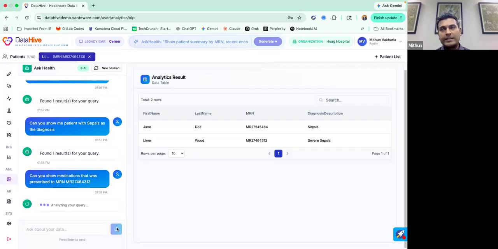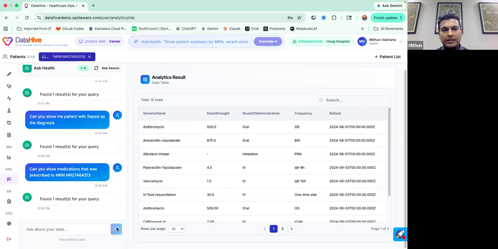So all in all, he had about 10 to 12 medications that were prescribed across 4 encounters. So now as a doctor, I can quickly see what the medications are that were prescribed for this patient. Now, after it analyzes the query, it's going to give me the result, and there it is.